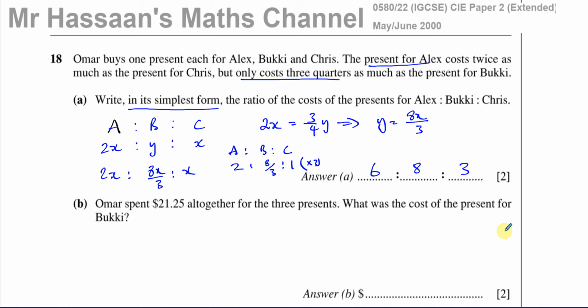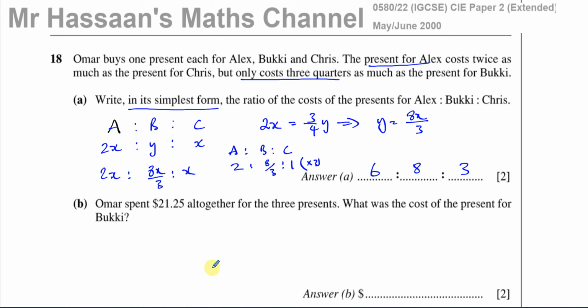I think that's probably what the student had the problem with who asked me this question. It's a little bit complicated, but you just have to keep thinking straight. Alex's present is twice as much as Chris's, so call Chris's X. Alex will be 2X. And Alex's present is equal to 3/4 of Bookie's present. So let's call the cost of Bookie's present Y. So 2X equals 3/4 of Y. Express Y in terms of X. Then you've got everything in terms of the same thing, which is X. We can get rid of the X's. And now we can simplify the ratio by multiplying every part by the LCM of the denominator, which is 3.